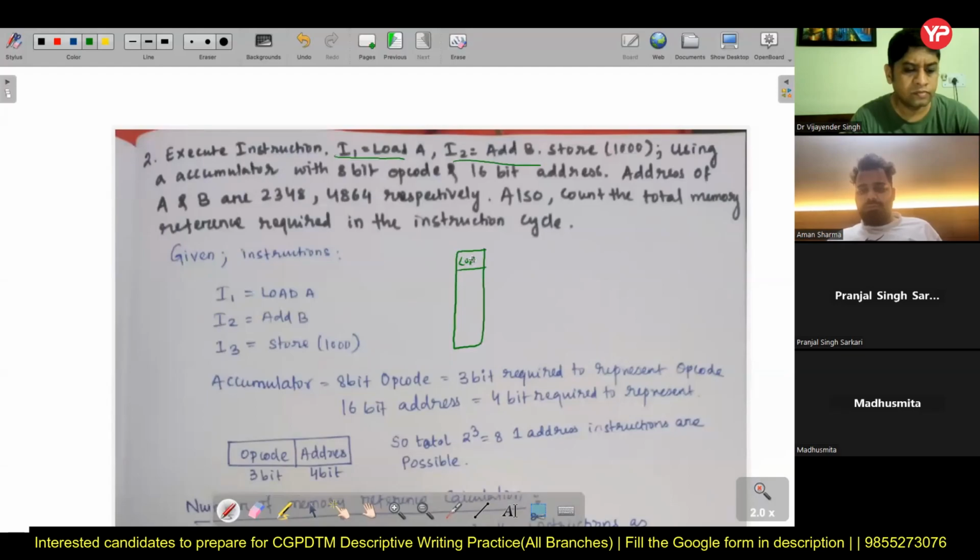Like load A address is 2348, so it will be stored in 4823, because the address is of 16 bits and one cell can only contain 8 bits of data.